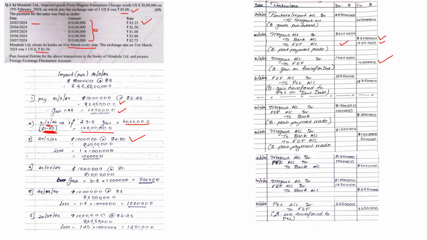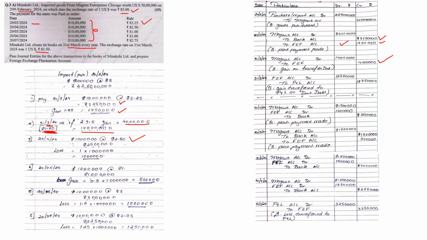In the entry, FEF, whenever there's a loss, FEF will always be debited. So my entry will be Magnus account debit, FEF account debit to bank. 10 lakh and 82.